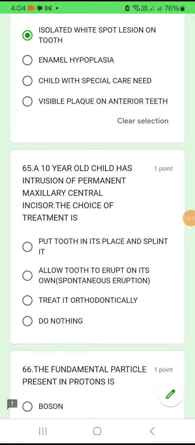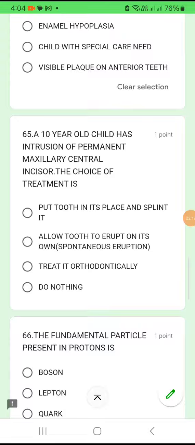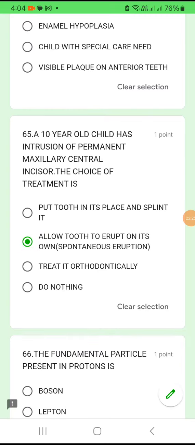So the question itself says the tooth has been intruded. Okay, it has gone inside. So what should you do? It's a 10-year-old child, so you can allow the tooth to erupt on its own. Okay, spontaneous eruption will take place. So option B is the answer.